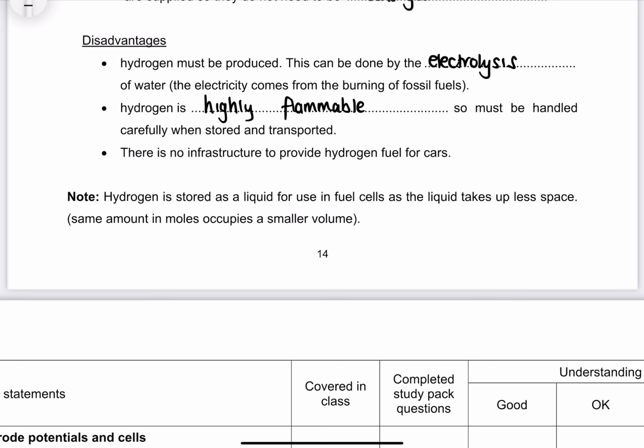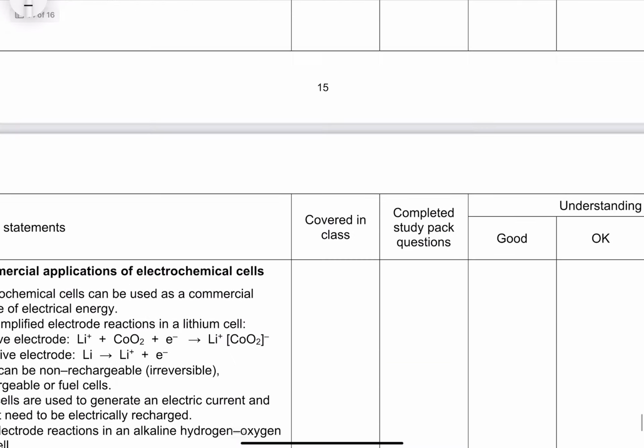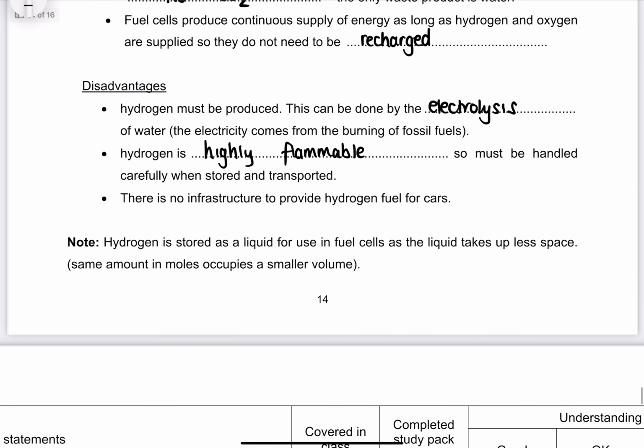And also, you do have to store the hydrogen as a liquid for use in fuel cells, because liquids take up less space. So rather than storing it as a gas, we always store the hydrogen as a liquid because it takes up less space. We get the same amount of moles of hydrogen, but in a smaller volume than if we'd stored the gas.